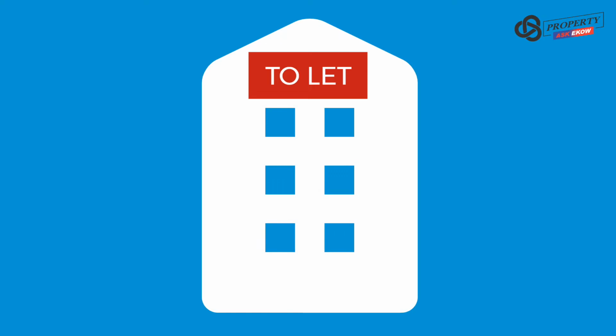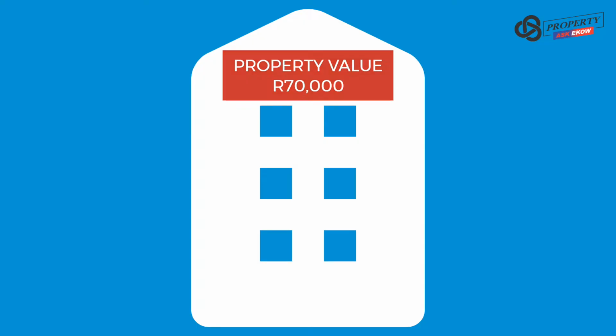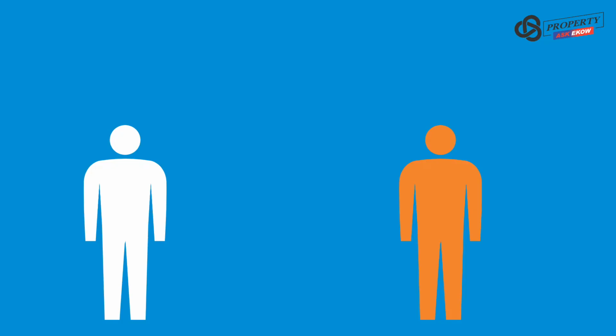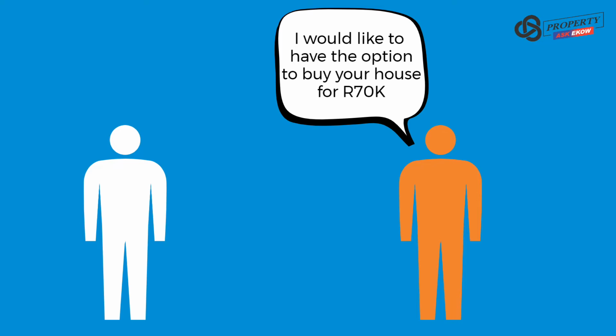Suppose that you are about to become a tenant in a one-bedroom flat apartment. At the time you move in, the property is worth about 70,000 rand. In the process of negotiating with the landlord for a 2-year lease, you say to the landlord, I would like the right to buy this property during the time of my lease for the price of 70,000. The landlord may be willing to give you that right.